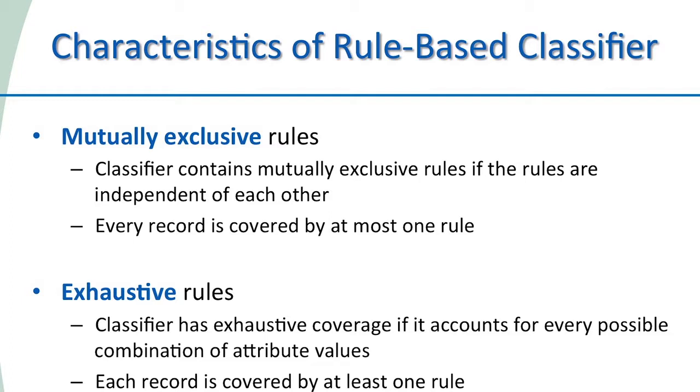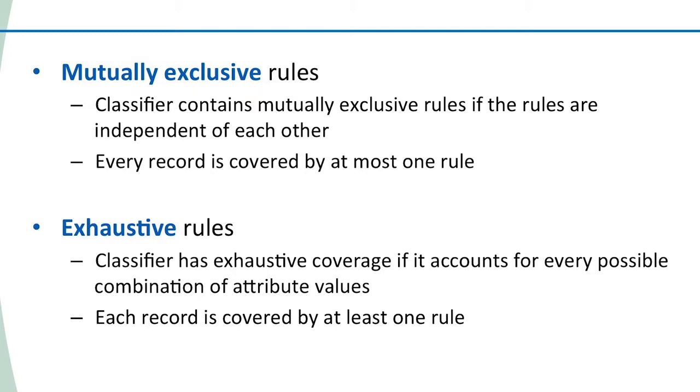We have mutually exclusive rules. The classifier contains mutually exclusive rules if the rules are independent of each other. Every record is covered by at most one rule. And a rule-based classifier must also have exhaustive rules. The classifier has exhaustive coverage if it accounts for every possible combination of the attribute values. Like each record is covered by at least one rule. So in essence, if you have mutually exclusive and exhaustive rules, then you have a good rule-based classifier.